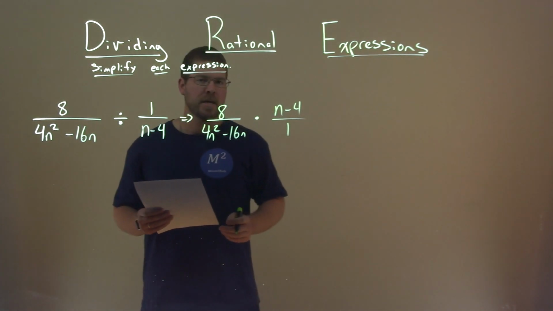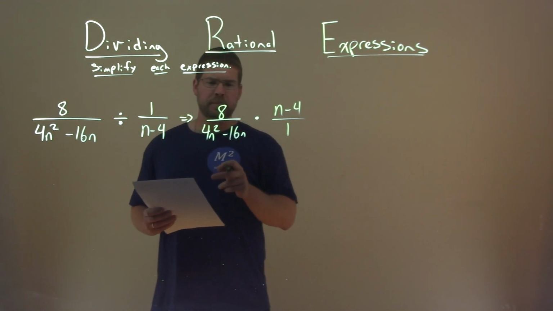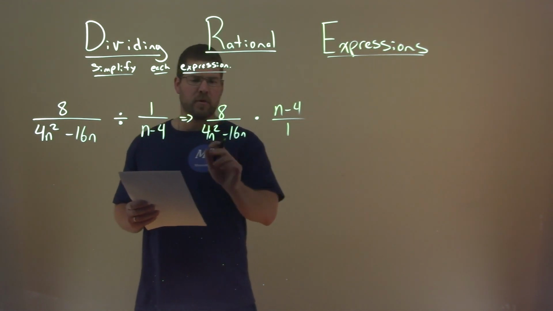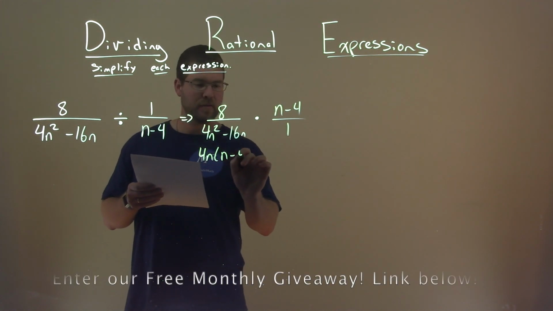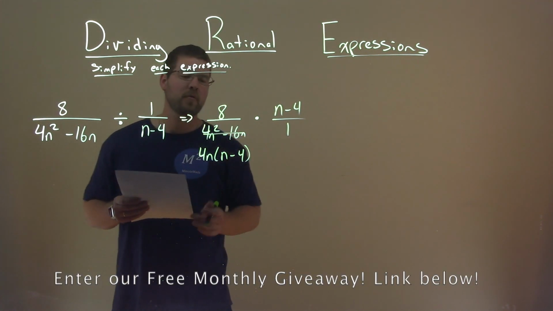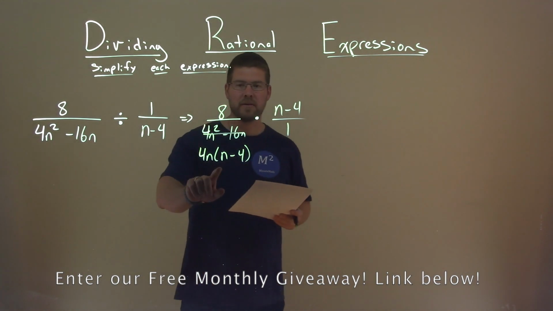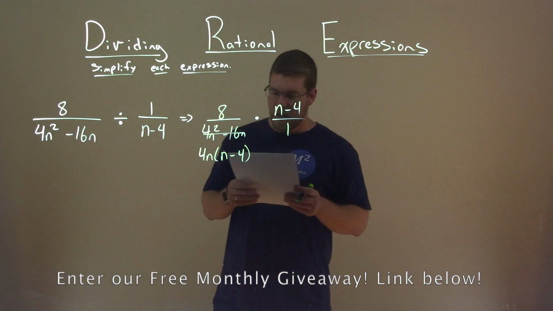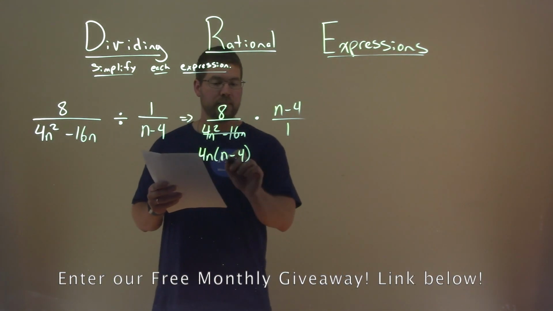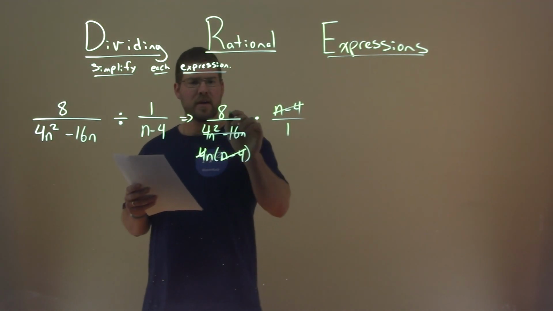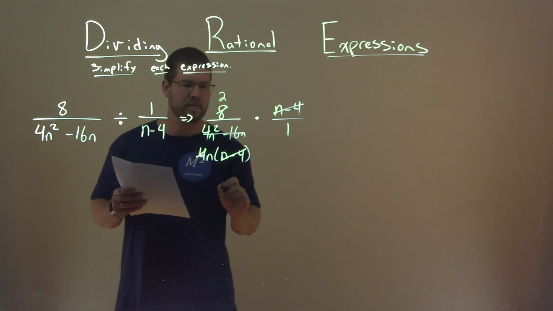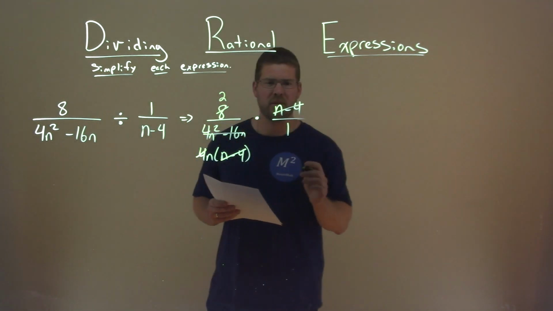Okay, now we want to factor where we can. I see a 4n is in both parts here. So if I pull out a 4n, I'm left with an n minus 4. So we replace 4n squared minus 16n with its factored form. Now we want to cancel out where we can. N minus 4 cancels here, and 4 goes into 8 2 times. And that's all I really can cancel out here.